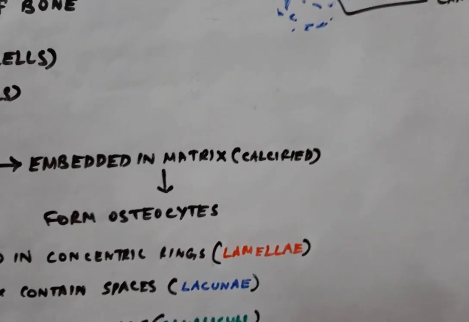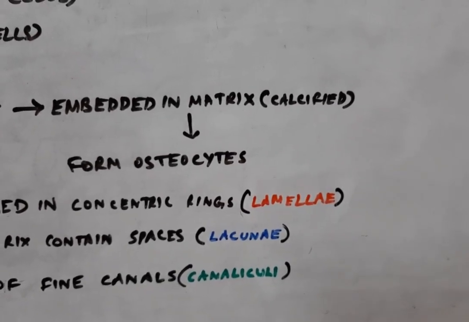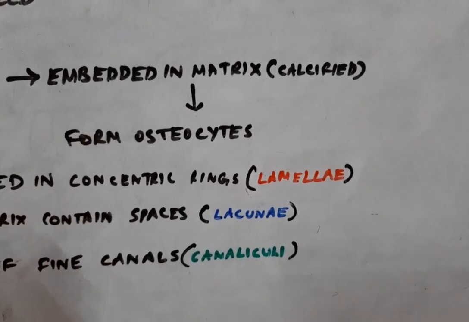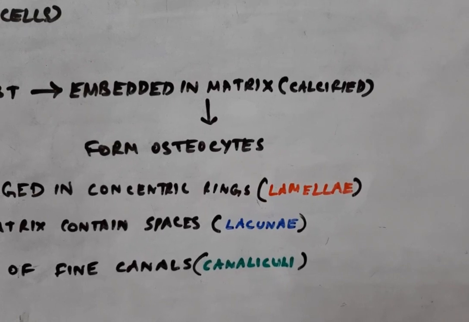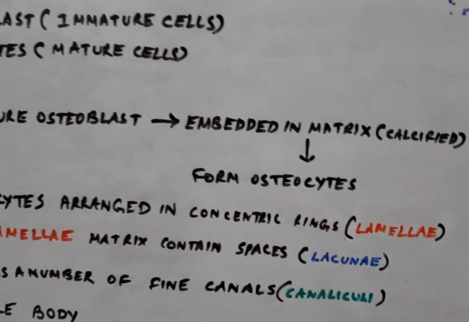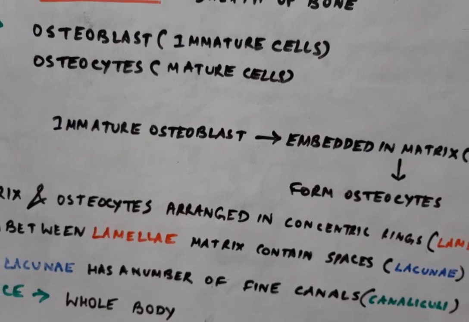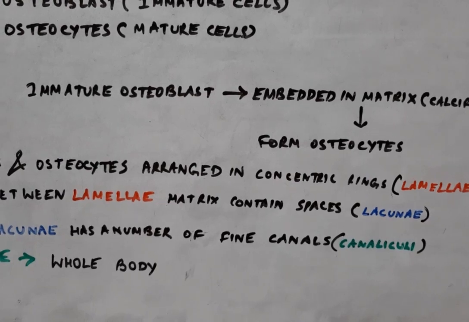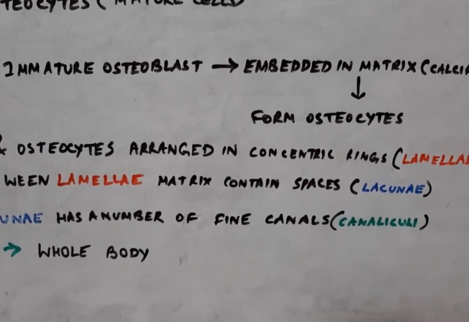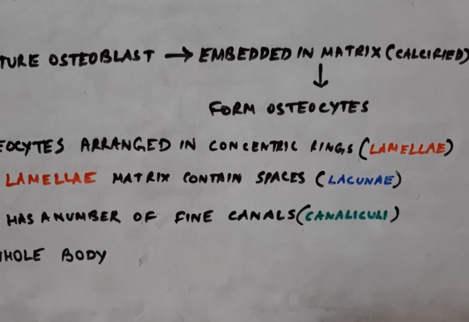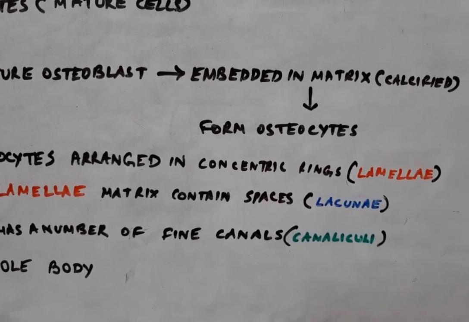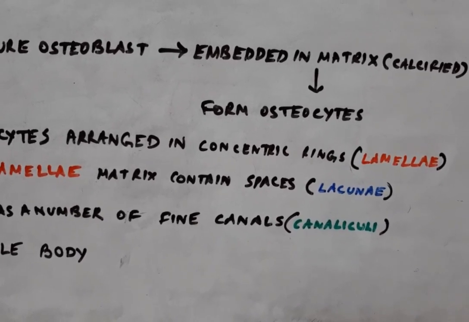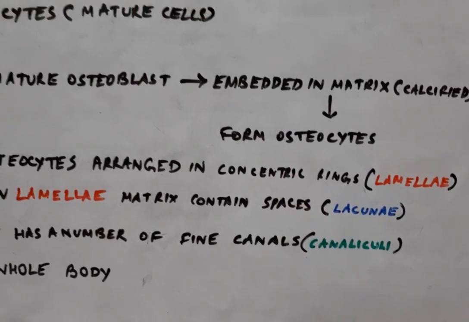The matrix is calcified in nature, highly calcified, having calcium, and these bone cells or osteoblasts, after embedding in the matrix, form osteocytes or the mature bone cells. Now here I will describe how mammalian compact bone is formed. The matrix and the osteocytes are arranged in concentric rings. These concentric rings are called lamellae.